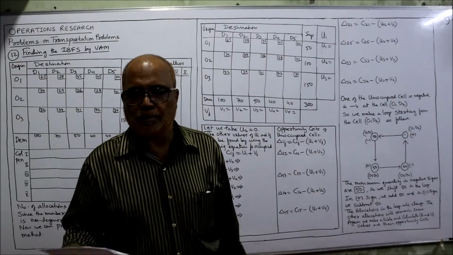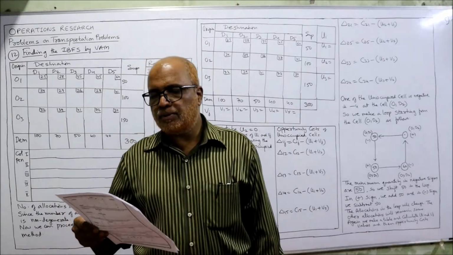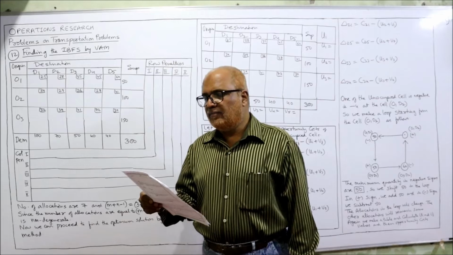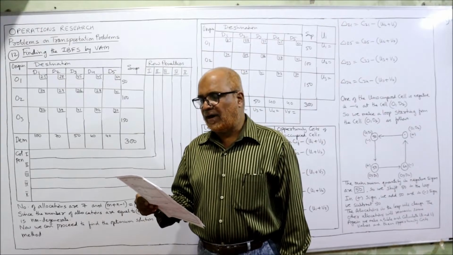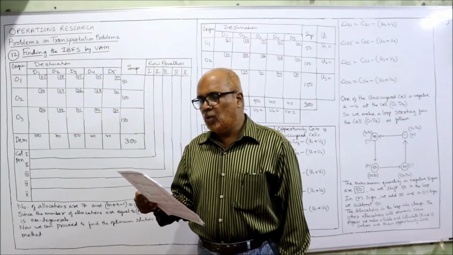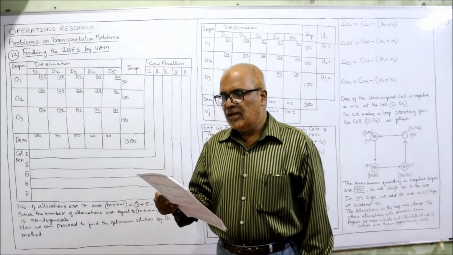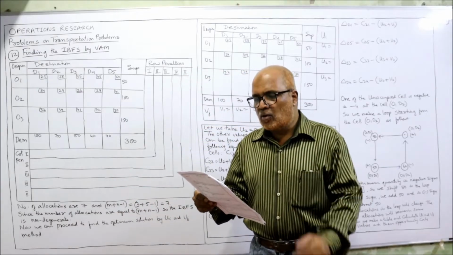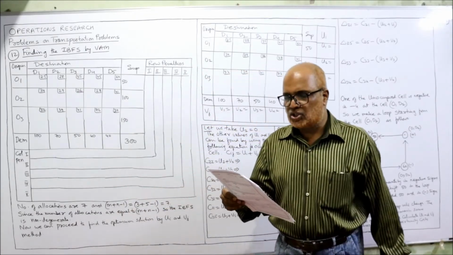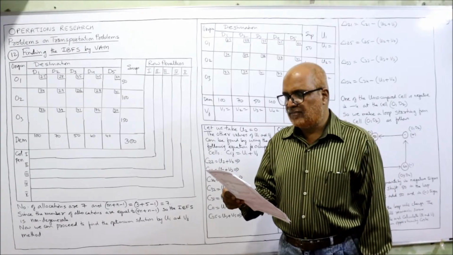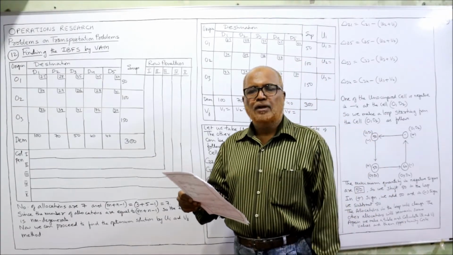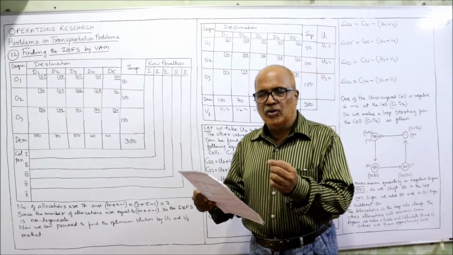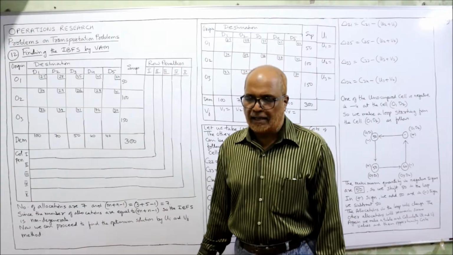Now, see the 12th problem. Find the optimal solution to the following transportation problem, given the cost matrix D1, D2, D3, D4, D5, the 5 destinations, and O1, O2, O3, 3 origins. The supply from the origins are 50, 100 and 150, total 300. And the requirement or demand at the destinations are 100, 70, 50, 40, 40. It's a balanced problem. The total of supply and total of demand are equal, 300. And the unit costs are given: 25, 34, 32, like that.